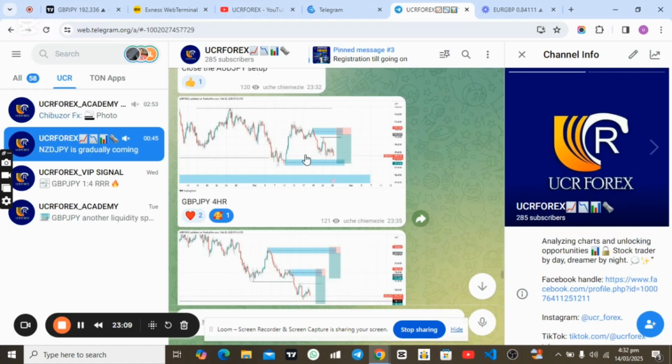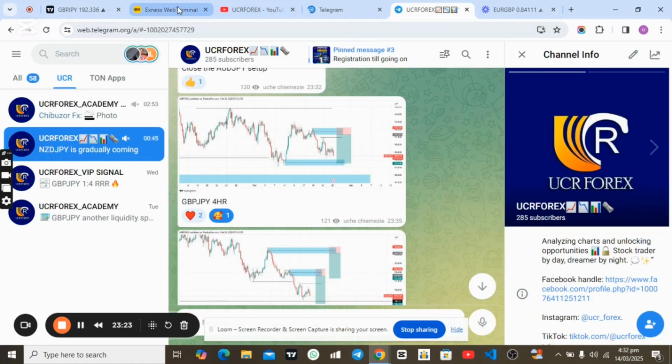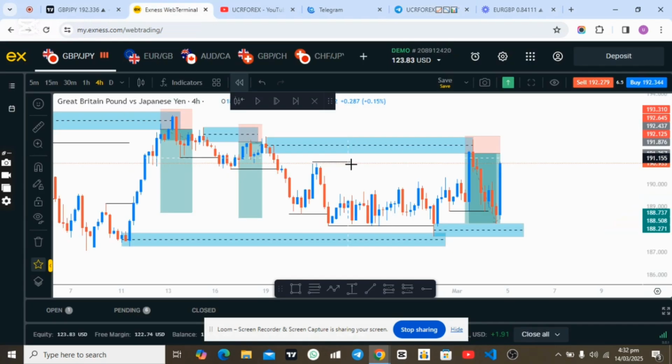Look at it here. You can see that. Look at the market. Look at that very particular order. Immediately the market tapped into it, it sold massively to the downside and gave us a very good risk to reward ratio at that very particular point. That was that very particular setup here. Look at that inducement and every other thing.